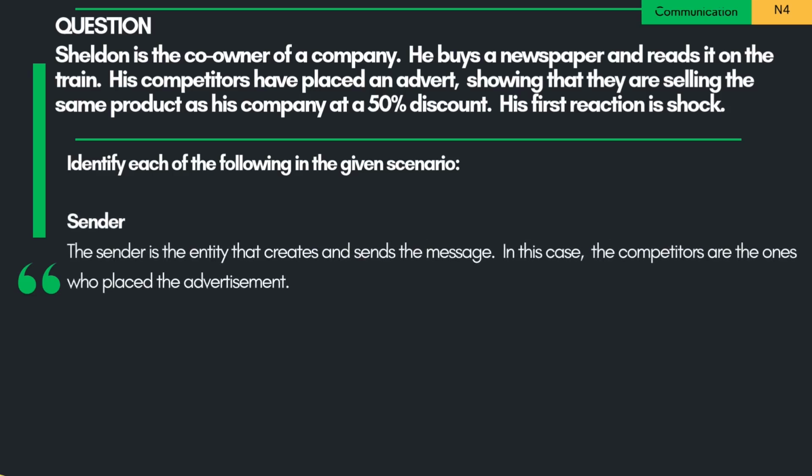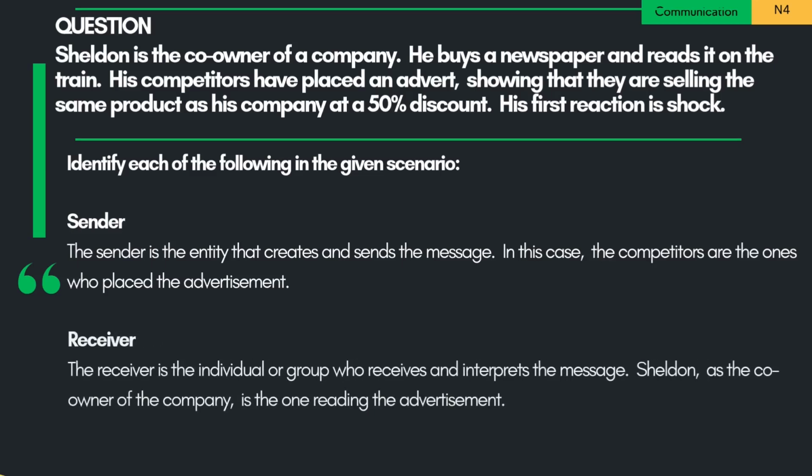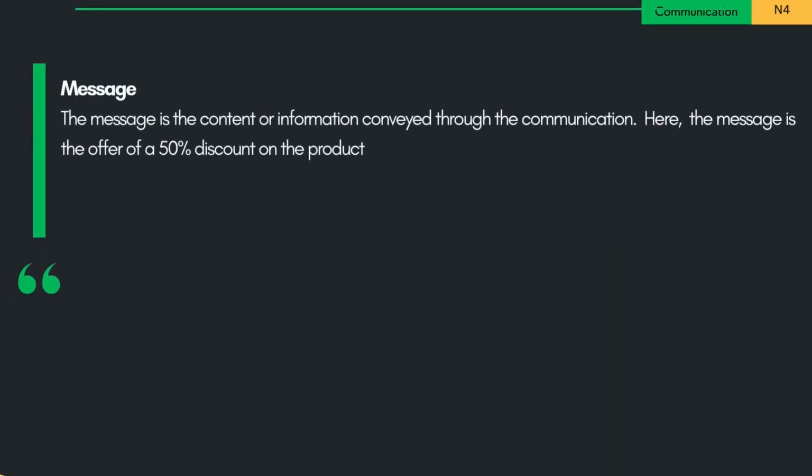1. Sender. The sender is the entity that creates and sends the message. In this case, the competitors are the ones who place the advertisement. 2. Receiver. The receiver is the individual or group who receives and interprets the message. Sheldon, as the co-owner of the company, is the one reading the advertisement. 3. Message. The message is the content or information conveyed through the communication. Here, the message is the offer of a 50% discount on the product.